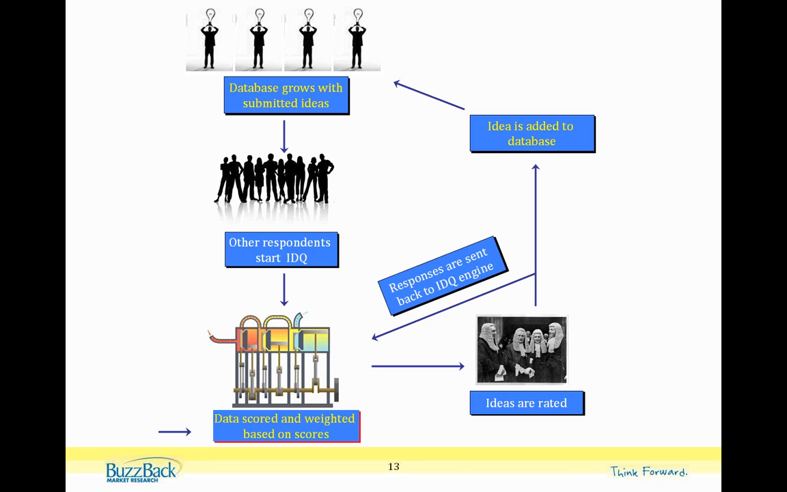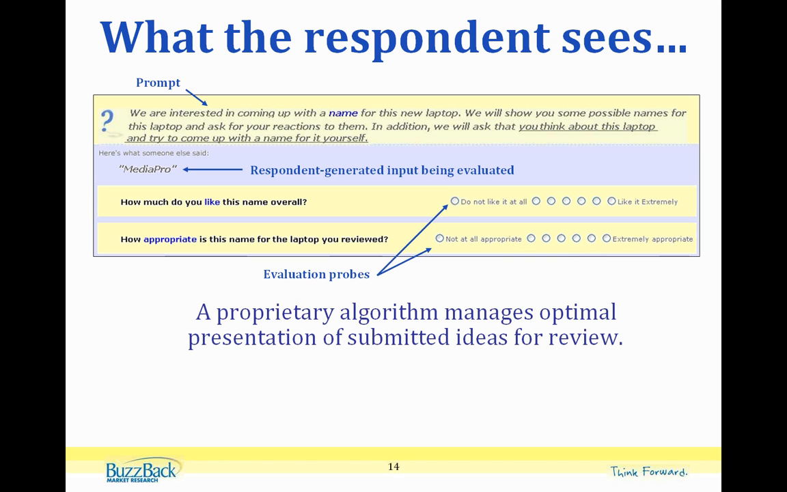So this is actually what a person sees when they're evaluating within IDQ. The top of the screen, we show the prompt that really was trying to generate the name. And this can be with or without the stimulus. And so here on the second line, we're seeing one of the 10 names that was served up. So Media Pro in this example is a name that another respondent had submitted, and then we're asking them about overall liking for this name and appropriateness for this name.